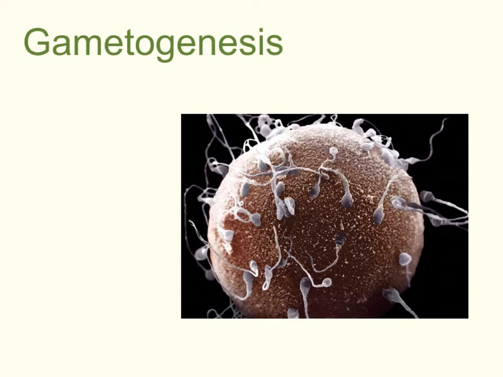Hello, this video is a continuation of the Chapter 11 meiosis material. In Chapter 11 we learned about the process of meiosis, which reduces a cell from the diploid state into a haploid state. In humans, this process produces gametes, sperm and egg cells. We call this process gametogenesis.